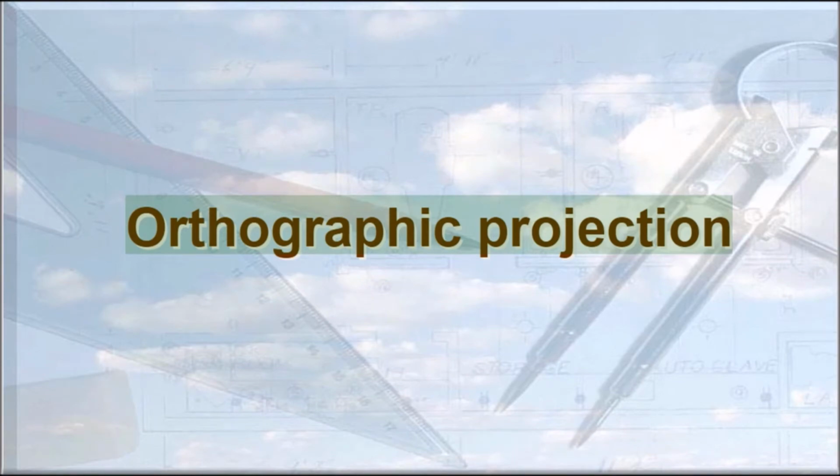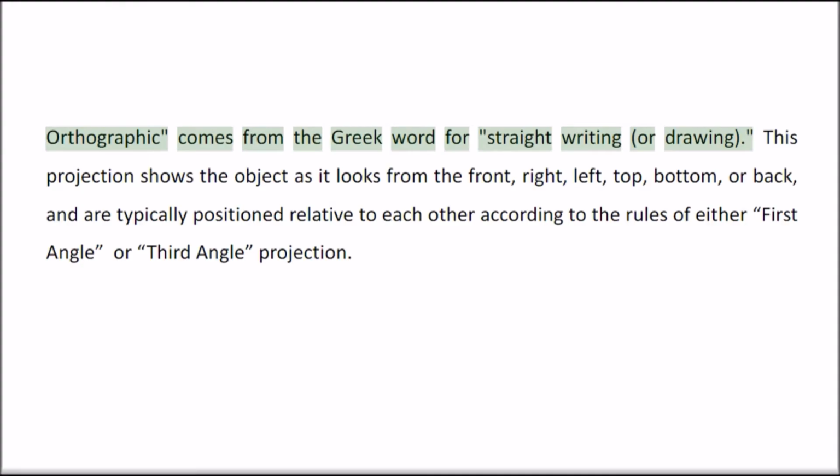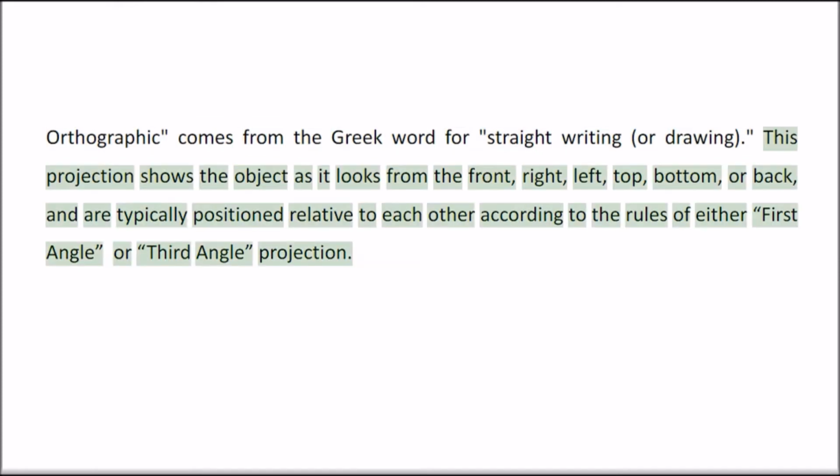Orthographic projection. Orthographic comes from the Greek word for straight writing, or drawing. This projection shows the object as it looks from the front, right, left, top, bottom, or back, and the views are typically positioned relative to each other according to the rules of either first angle or third angle projection.